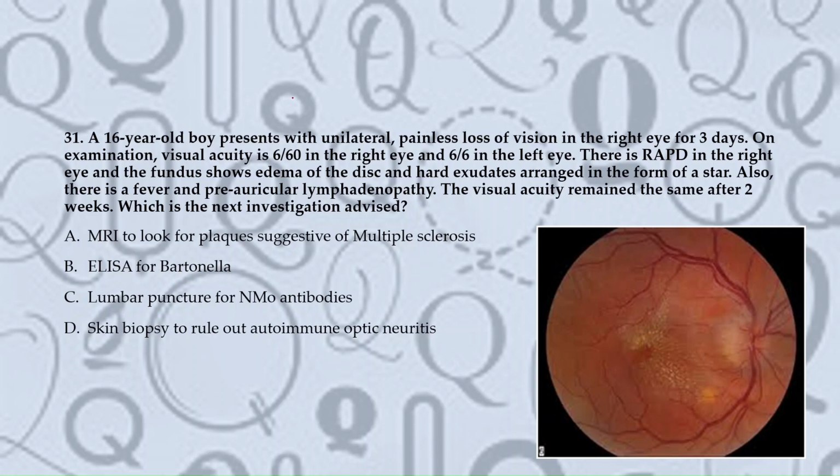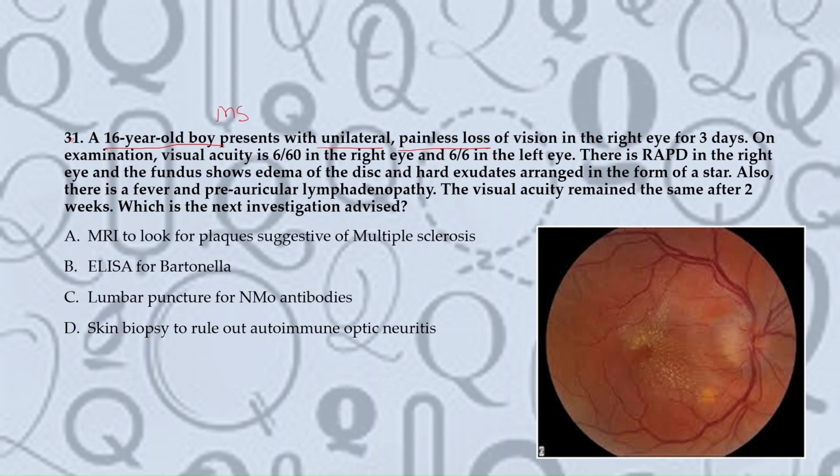Let's take a question now. A 16-year-old boy presents with unilateral painless loss of vision in the right eye for 3 days. So there is a painless loss. It's a unilateral condition and it is a 16-year-old boy. So all these are not favoring MS, where we had women. Okay. On examination, the visual acuity is 6/60 in the right eye and 6/6 in the left eye. There is an RAPD with the fundus showing disc edema with hard exudates arranged in the form of a star.